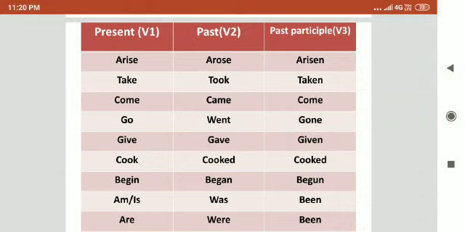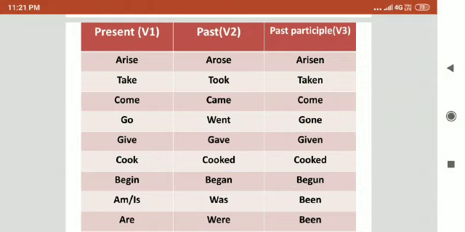So in present, it is arise. In past, it is arose. And in past participle, it is arisen. So what if someone asks you, what is the third form of arise? What will you say? The third form of arise is arisen, right? And what if someone asks you, what is the second form of arise? It will be arose. Okay? We have seen the three forms of the verb arise, that is arise, arose, arisen.